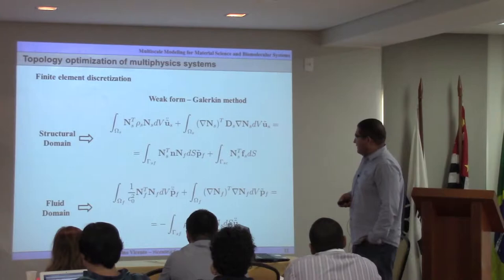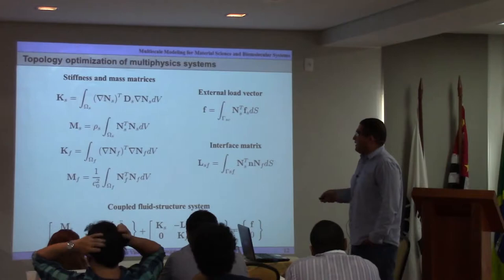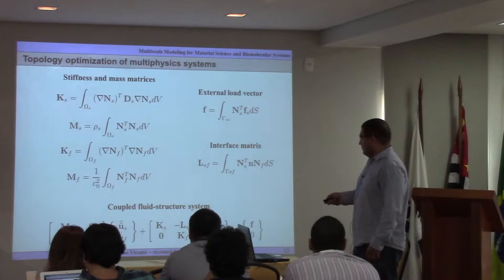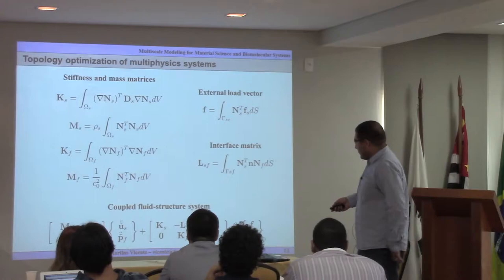And we have the stiffness matrix from the structure, and the mass matrices from the structure and from the fluid. Our external load, which will be applied on the nodes, can be on the structure or in the fluid domain, and the interface. So our unsymmetrical coupled system can be seen here. Sorry, maybe it's not possible to see there, but it's an unsymmetrical system.